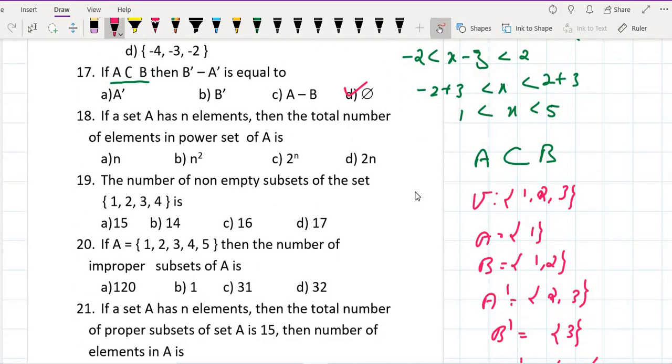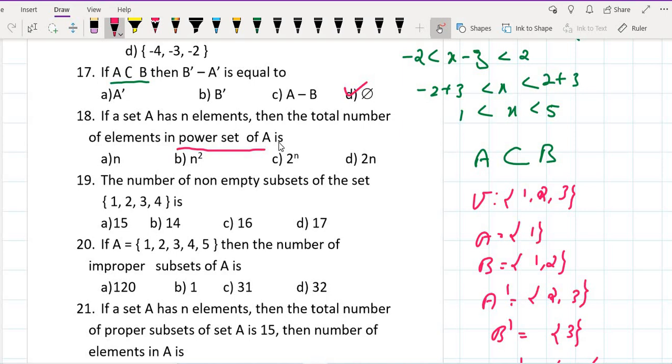Consider question number 18. If a set A has n elements, then total number of elements in the power set of A. Set A has n elements. Now consider power set of A. So recall the definition. Power set means it is the set of all subsets of A. It is the set of all subsets of A.